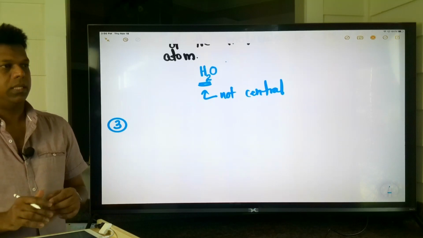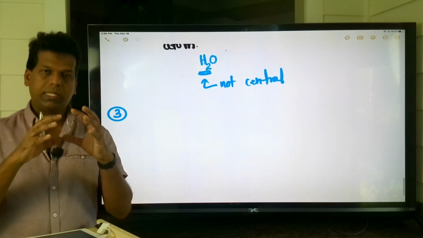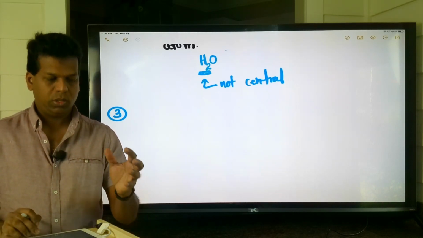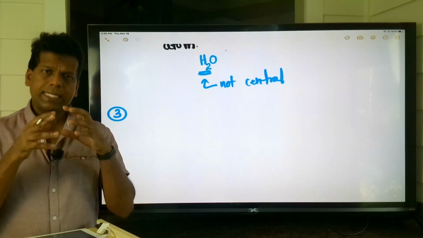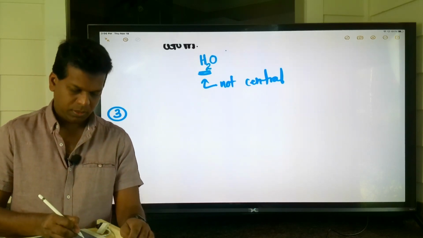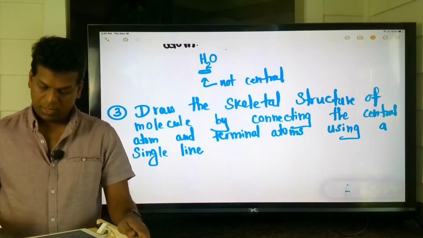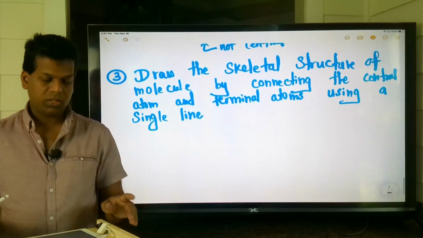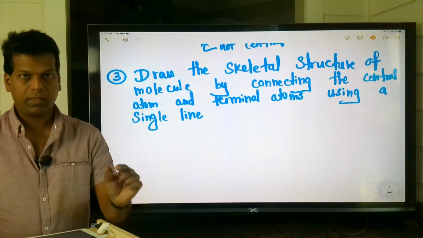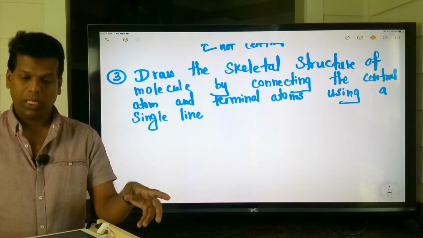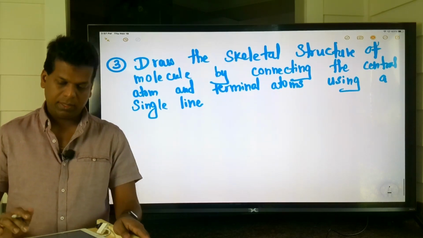Once you know the central atom, you just draw the molecule. You draw the skeleton structure of the molecule. You know the central atom, you know the terminal atoms. You just sketch a skeleton for the molecule. Let me write it this way. So the next thing is, draw the skeletal structure of the molecule by connecting the central atom with terminal atoms using a single line. What I mean by that is, let's take an example.